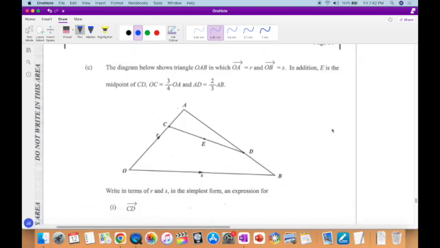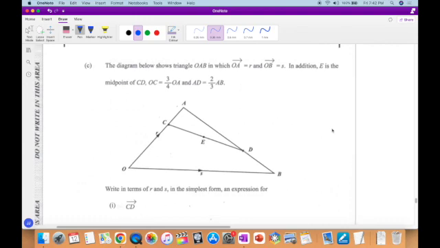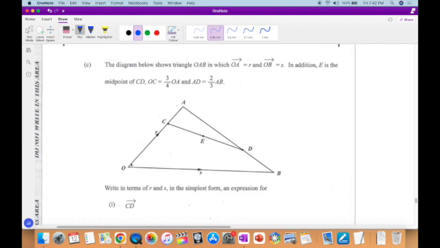And we're dealing with vectors now. The diagram below shows OAB, in which OA is R, so I could see that there and notice the direction. OB is S, notice the direction.